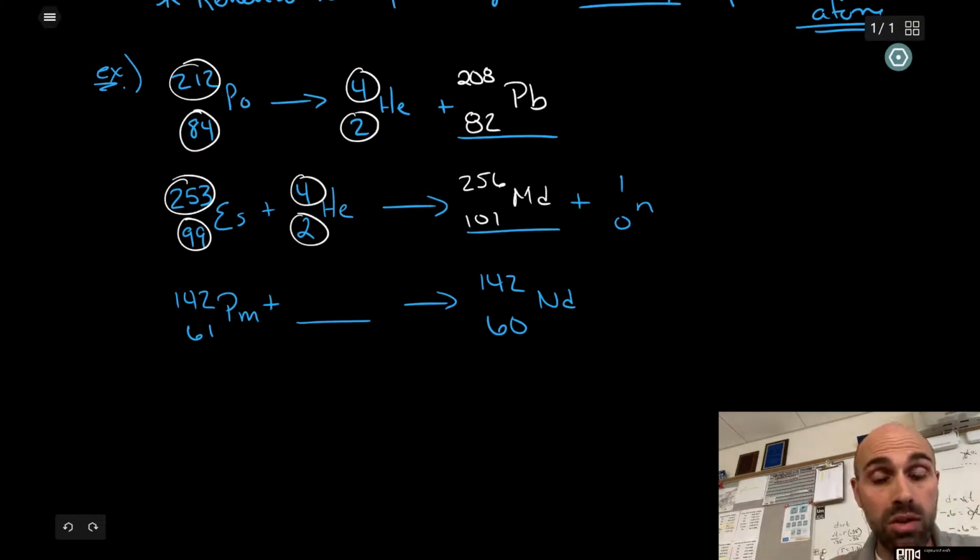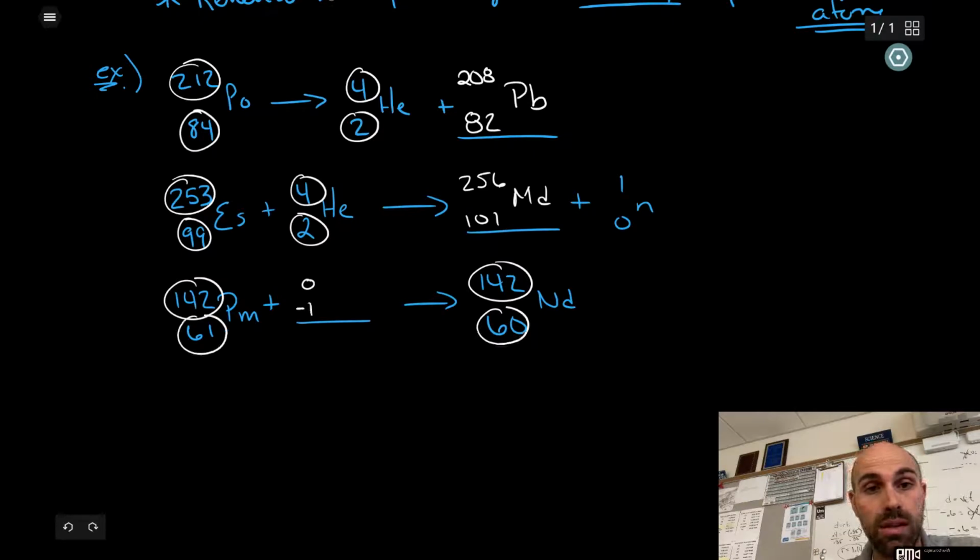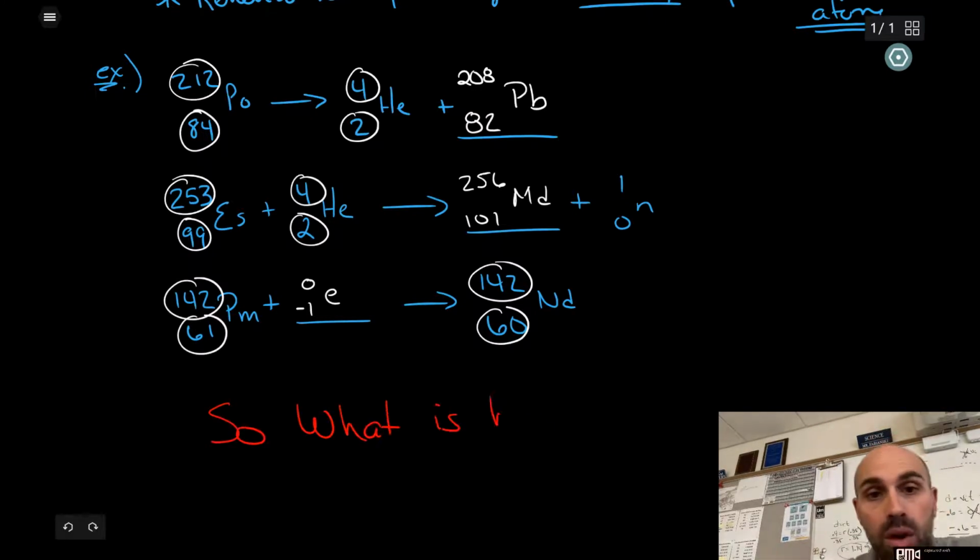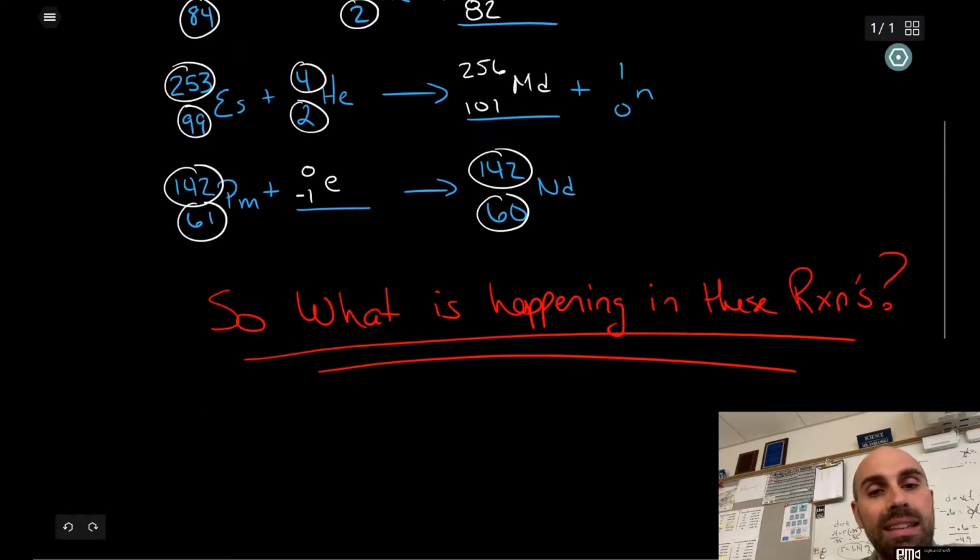Before we move on, I want you guys to take a look. The first example, that was a helium atom. The second example was a neutron. And the third example, we had an electron being ejected here. So what exactly is happening? Let's continue and get on with the notes here. We are about halfway through, guys. So this is radioactive decay at its best.